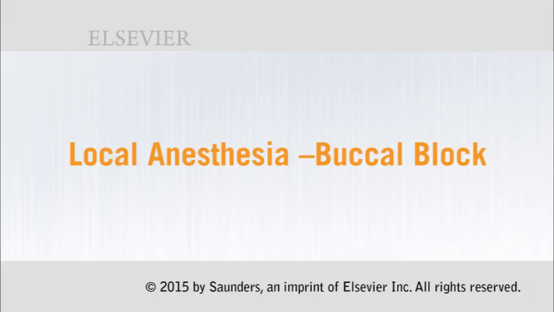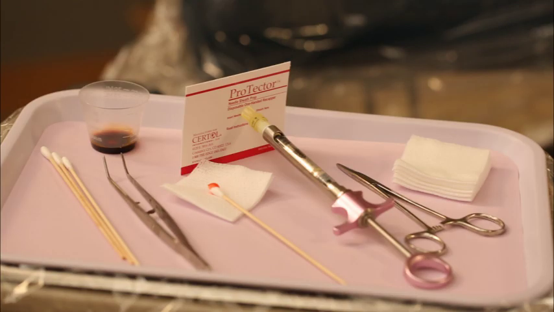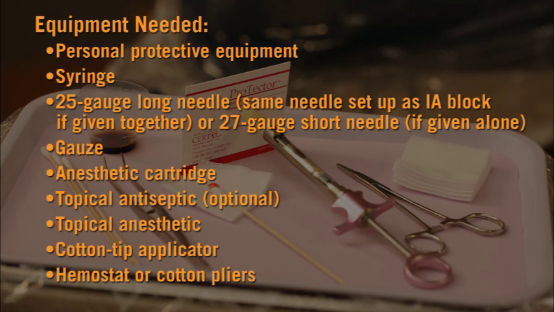Local anesthesia buccal block. The equipment needed for this procedure is as follows: personal protective equipment, syringe, 25-gauge long needle, same needle setup as the IA block if given together, or a 27-gauge short needle if given alone, gauze, anesthetic cartridge, topical antiseptic, optional topical anesthetic, cotton tip applicator, and hemostat or cotton pliers.